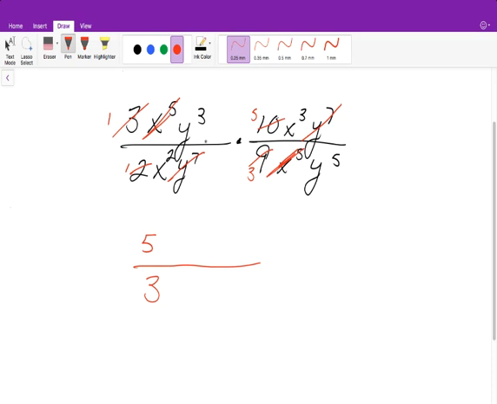You could have simplified within the fractions and you'd still be fine. But I'm just canceling these out because I see it's the exact same thing. Right now, I have y cubed and y to the 5th. So if I'm taking away 3 from here, that means I'm left with y squared.